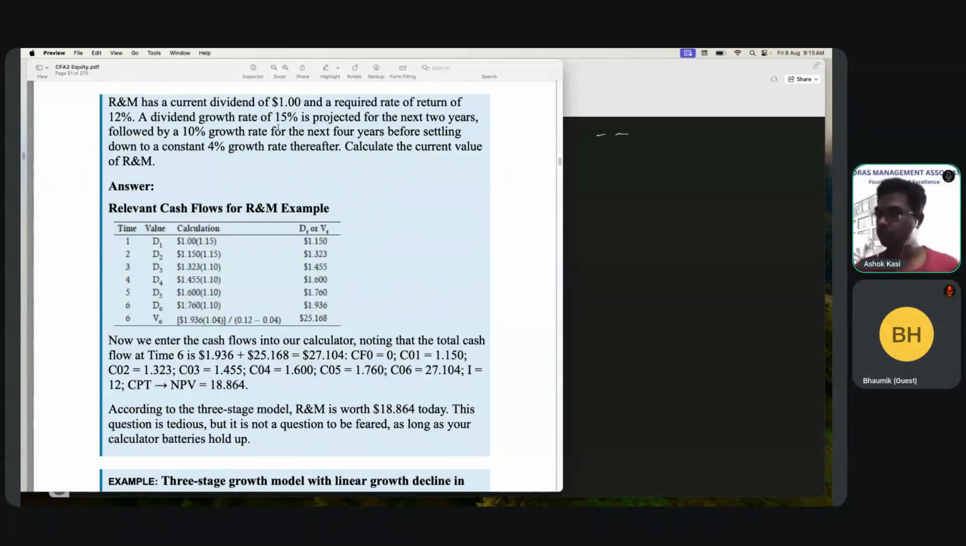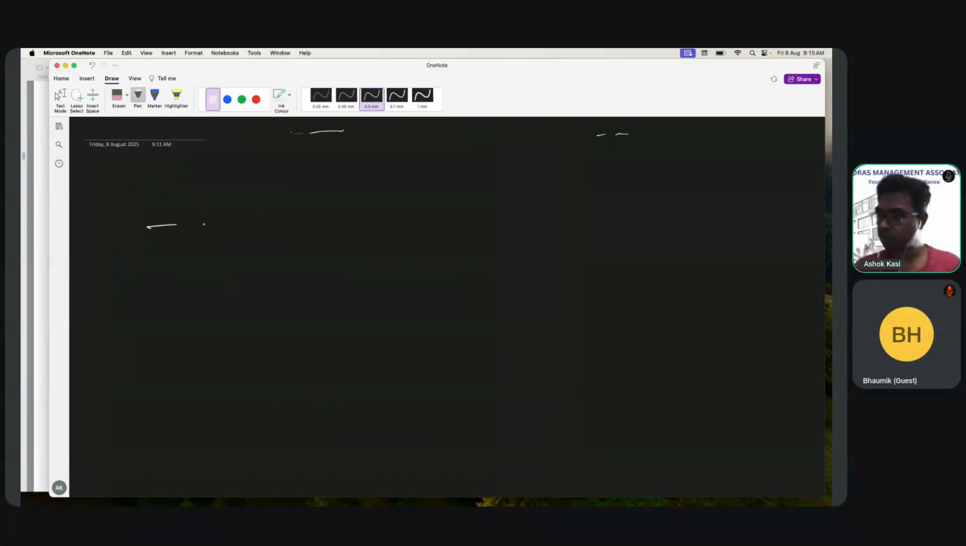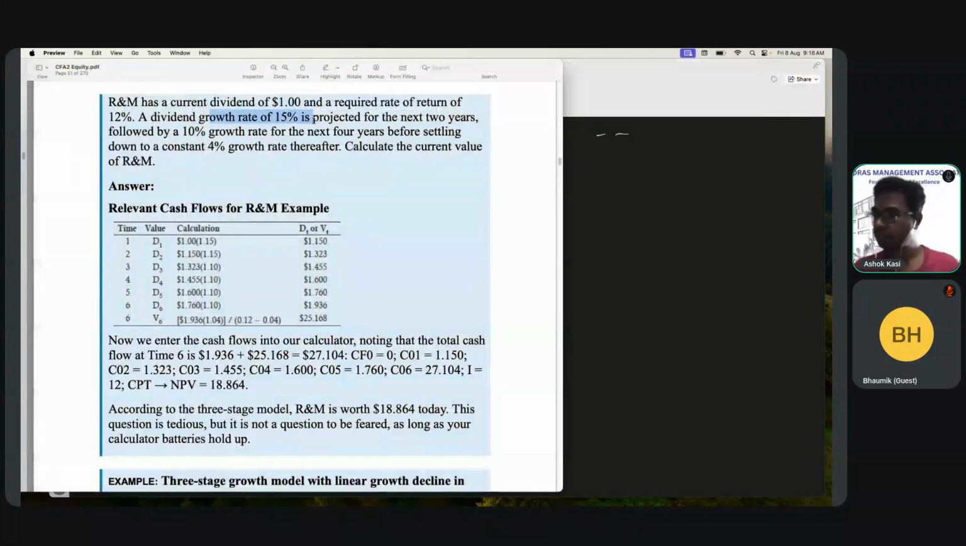Current dividend of 1, required return 12%, dividend growth rate 15% projected for the next 2 years, followed by 10% growth for the next 4 years, before settling down to the constant growth of 4%. So three times the growth rate is changing: 15, 10, and then 4%. Currently it is $1, and for 2 years it is growing at the rate of 15%.